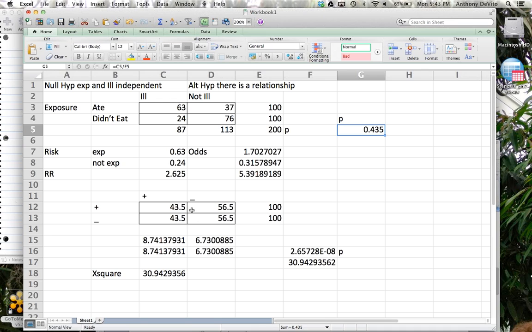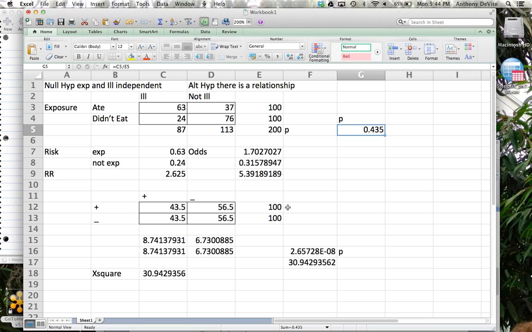Okay, so now when I go to my expected value tables and I see that there were 100 people that ate the tuna salad, well, if there's no difference whether they ate it or not, I would expect them to get sick at the same rate as the whole population gets sick, not any faster or any slower. So I notice here 63% of them got sick, more than the overall population, the combination of everybody.